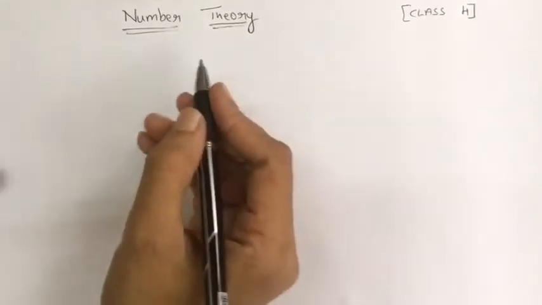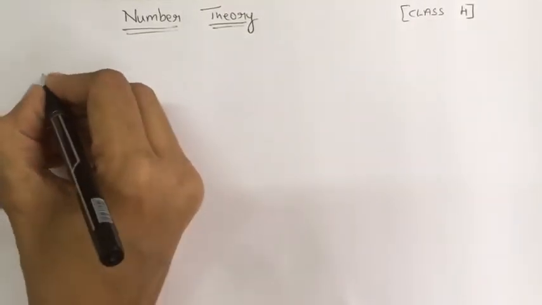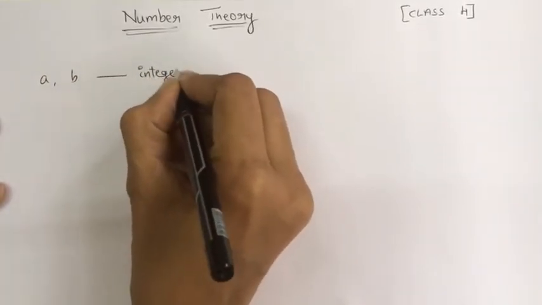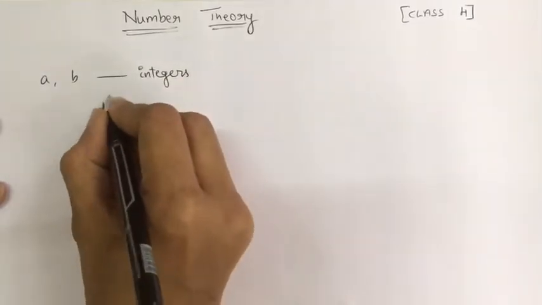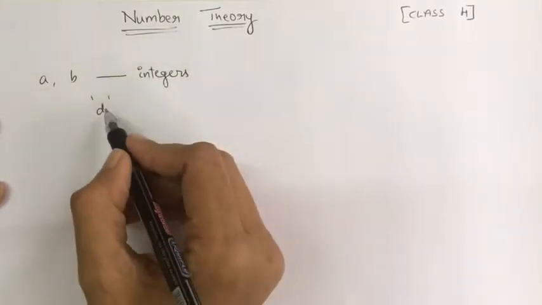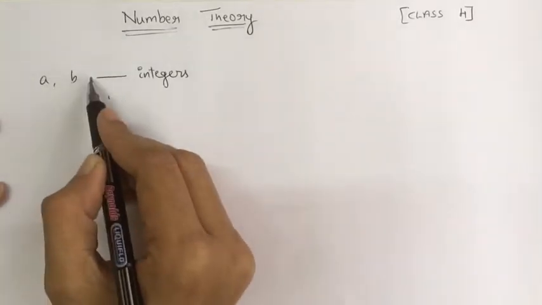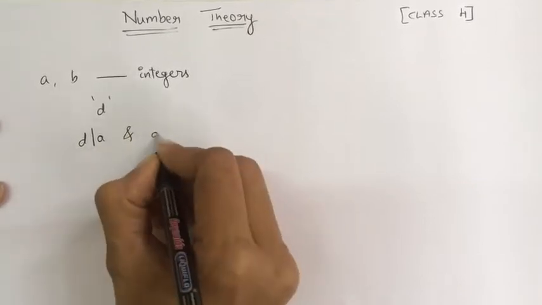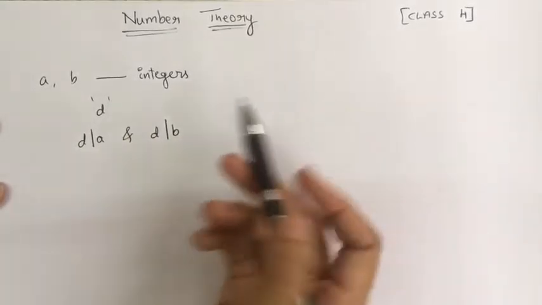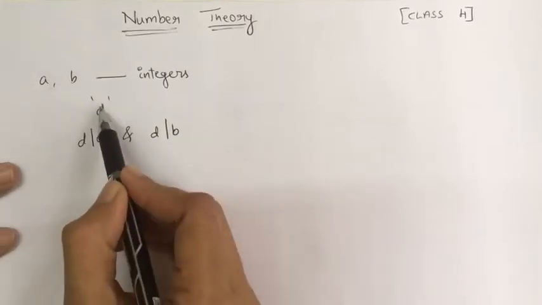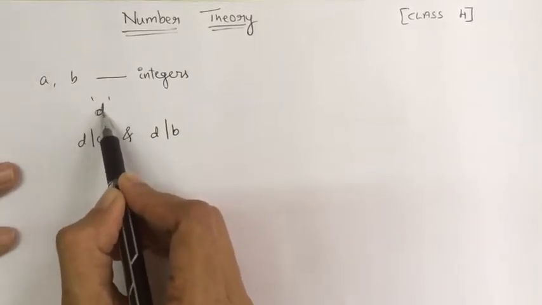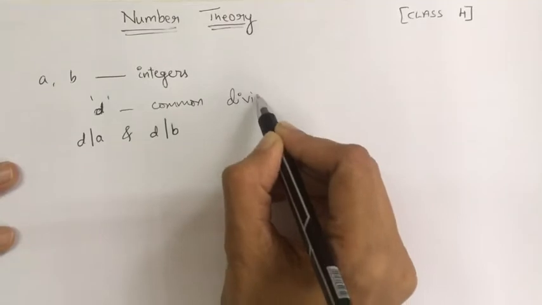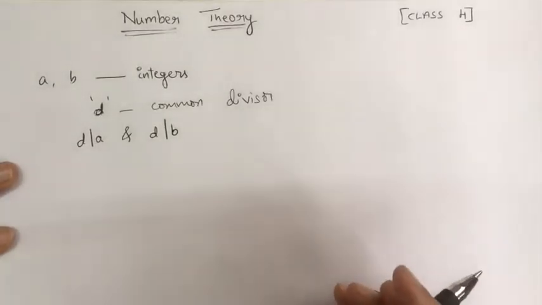If A and B are integers, then an integer D is said to be a common divisor of A and B if D divides A and D divides B. A and B are integers. D is said to be a common divisor of A and B if it divides both A and B.